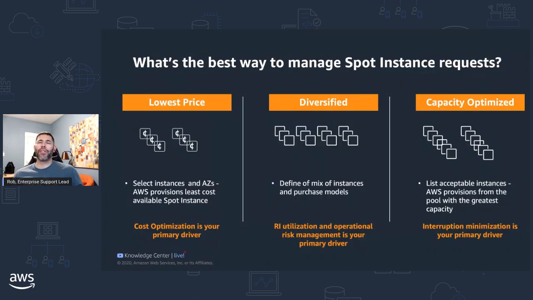We'll include a link to choosing the Spot instance request strategy. If you're just trying to drive costs down, you can allow the auto scaling group to choose lowest price, which will select instances in AZs at the least cost on Spot. You can diversify by defining mixed instances and different purchase models. And what we focused on mainly today was capacity optimized, which helps us minimize interruptions, and that's what we're going to use as our primary goal.